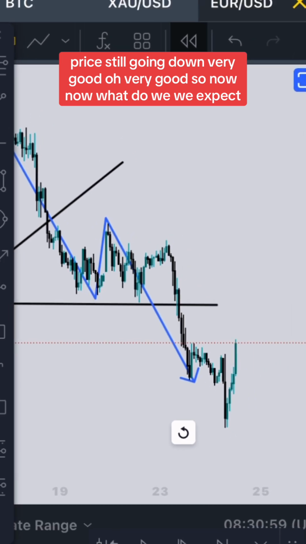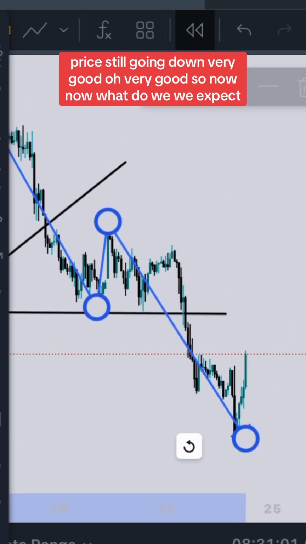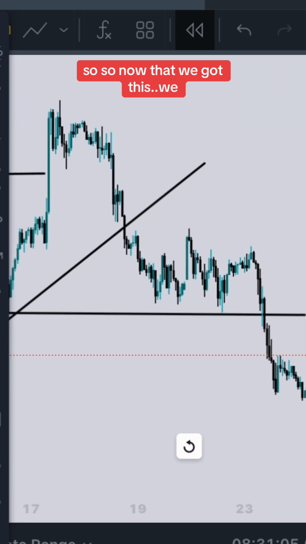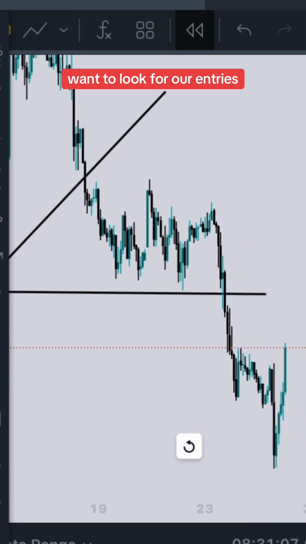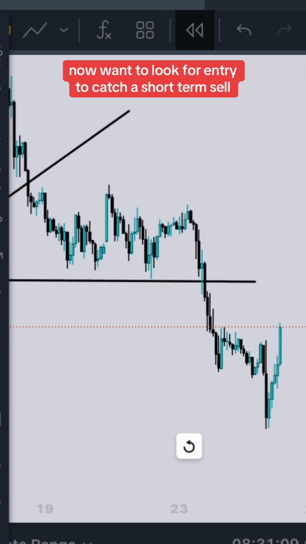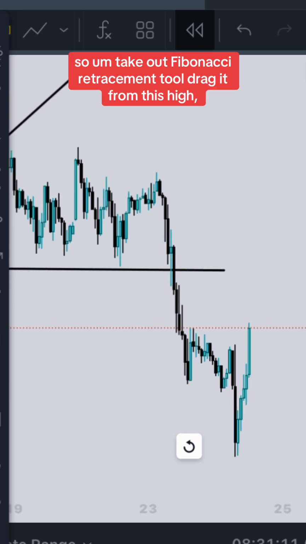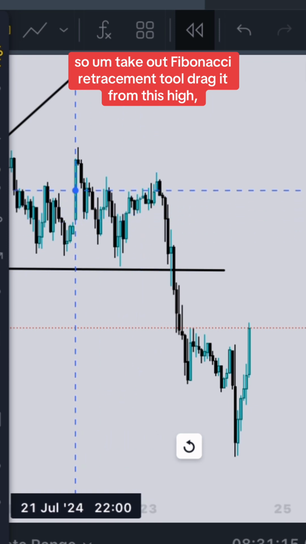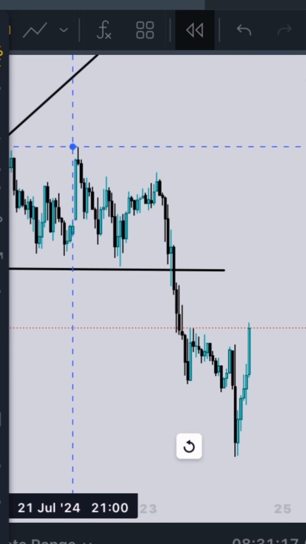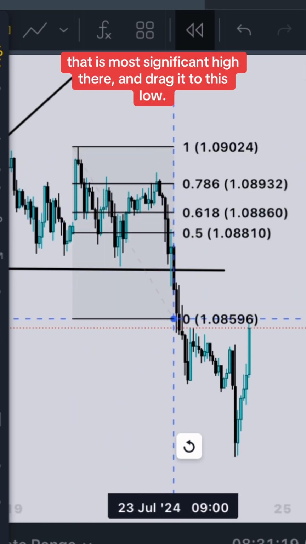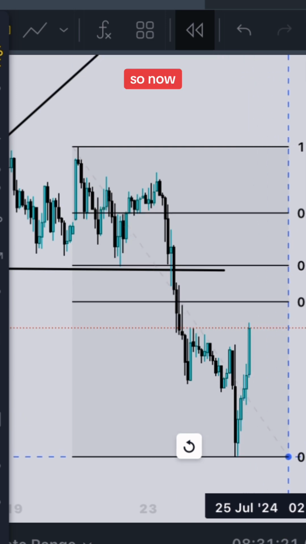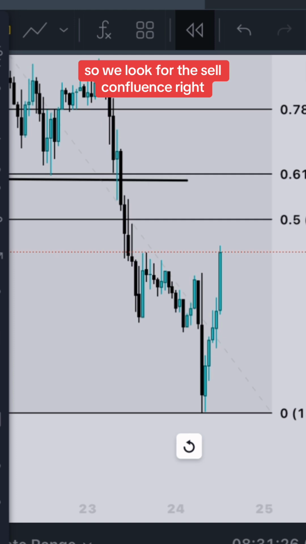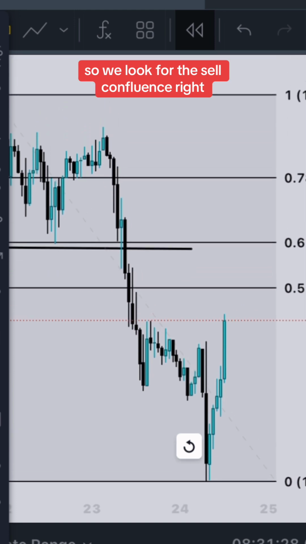So now what do we expect? This is the low that we are talking about. So now that we got this, we want to look for our entries. We want to look for an entry to catch a short term sell. So we take our Fibonacci retracement and drag it from this high, because that's the most significant high there, to this low.